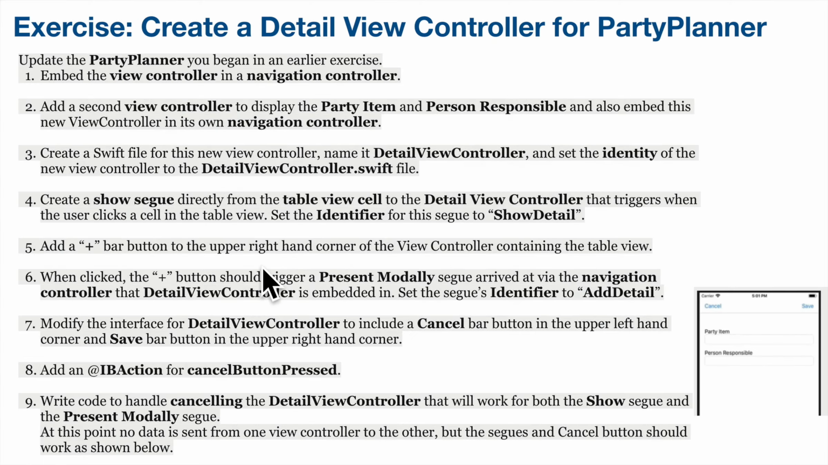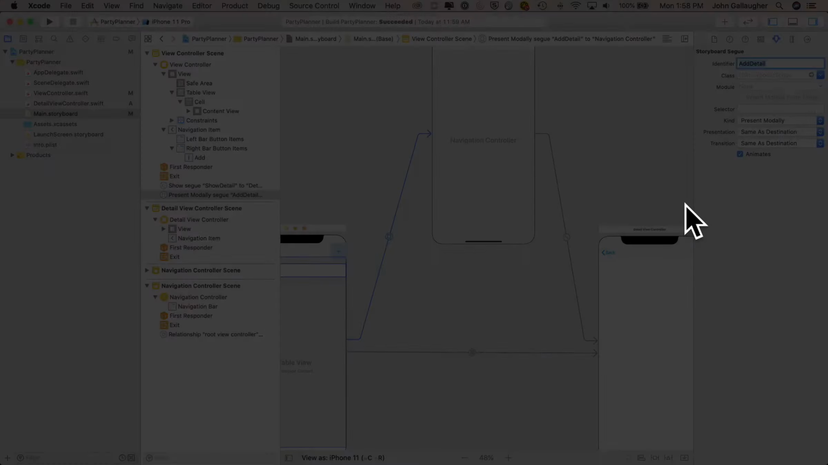Then down here, modify the interface for Detail View Controller to include a cancel bar button item in the upper left-hand corner and a save button in the upper right-hand corner, and create an IB action for cancel button pressed. Now, I'm also going to create party item and person responsible in these two text fields here. So let's go ahead and do this.